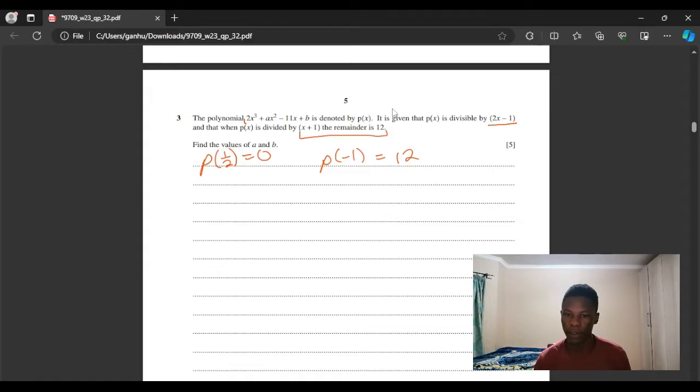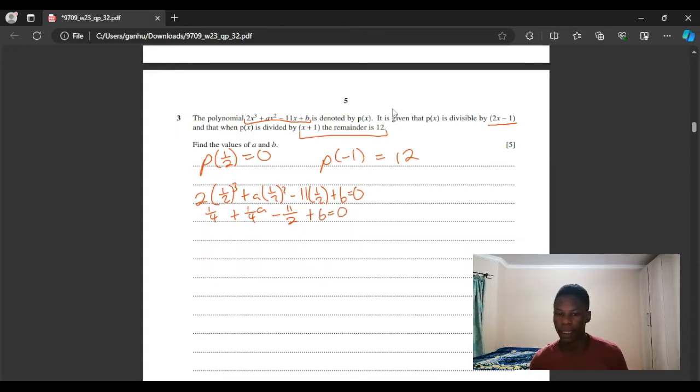So let's evaluate p of half using our given polynomial. So that's 2 open bracket half cubed plus a half squared minus 11 half plus b is equal to 0. And so half cubed is 1 over 8, so that's 1 over 8 times 2, which is a quarter, and then plus a quarter a, minus 11 over 2 plus b is equal to 0. And then let's simplify our quarter minus 11 over 2, 1 over 4 minus 11 over 2, that's negative 21 over 4. So we've got negative 21 over 4 plus a quarter a plus b is equal to 0.